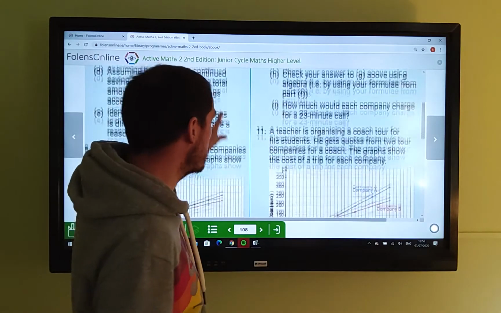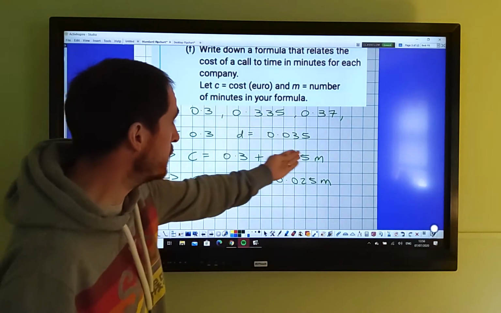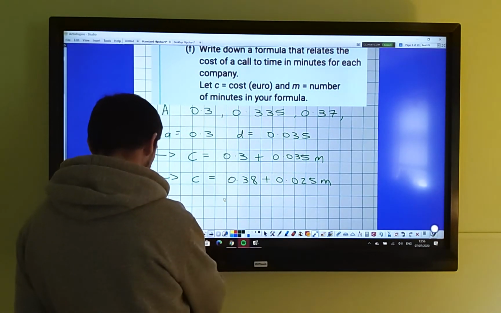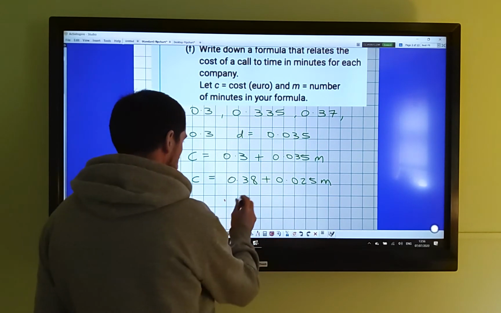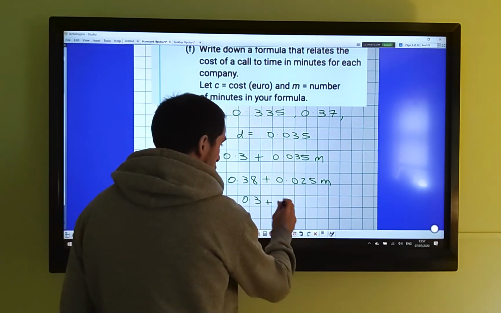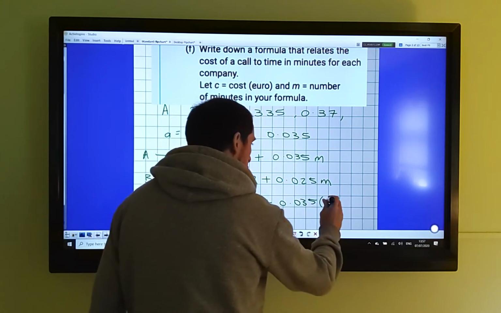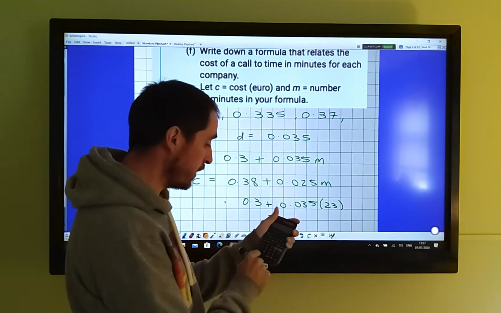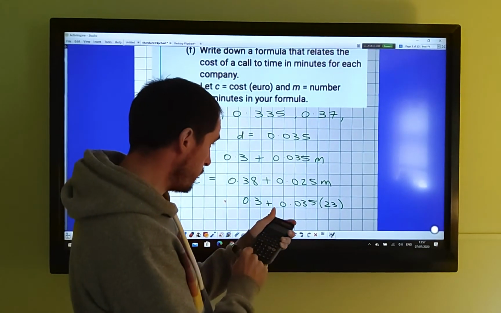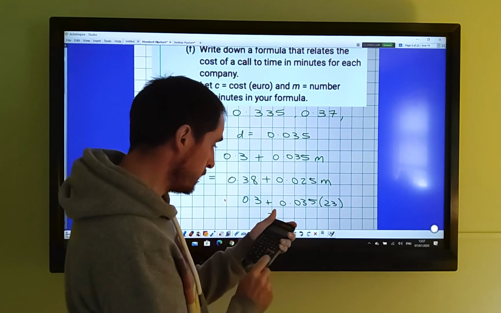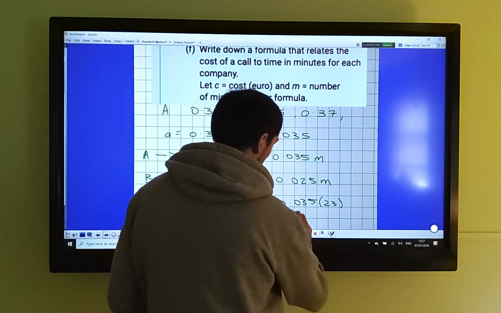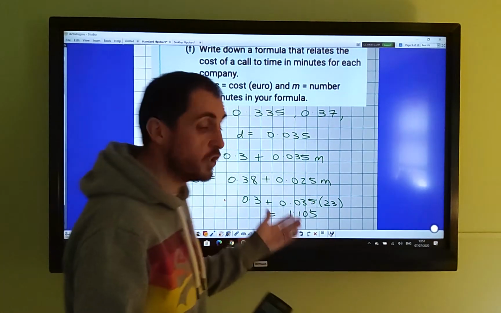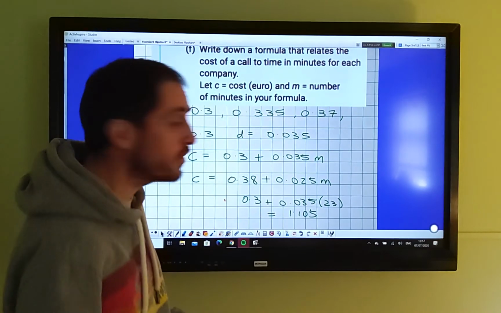How much would each company charge for a 23-minute call? So for a 23-minute call, you put in 23 instead of M. You'd have 0.3 plus 0.035 times 23. And you just type in exactly that into your calculator, 0.3 plus 0.035 bracket 23. And that's equal to €1.105, so €1.11 because you round it up. And that's how you do that question there.